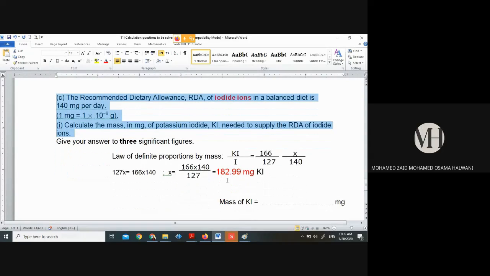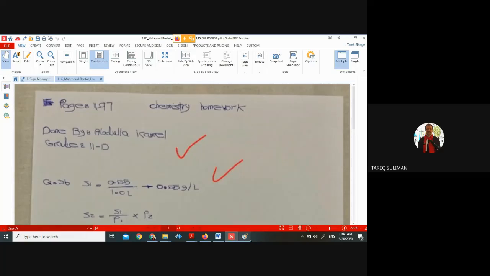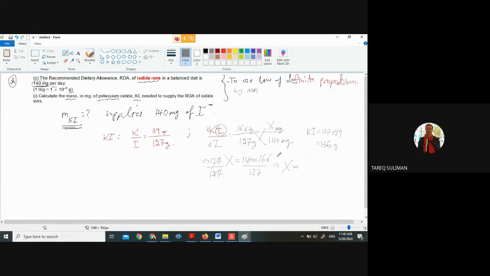X equals to 182.99, 182.82, sorry, 182.99 milligrams. If I need it in grams, 1 milligram equals 10 power minus 3 grams. Okay, if I need it in grams, then it becomes what? 0.183 grams.